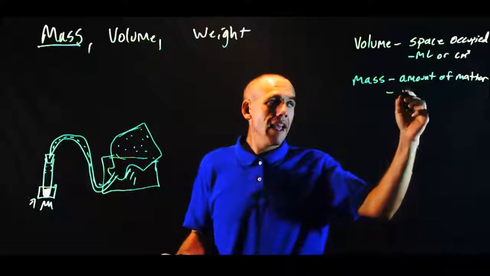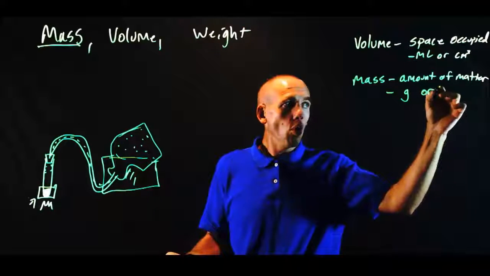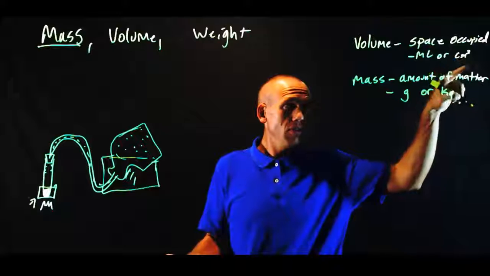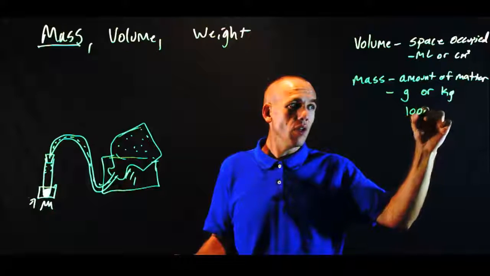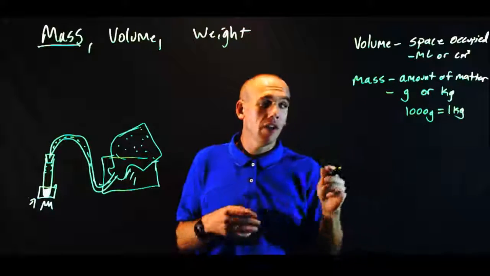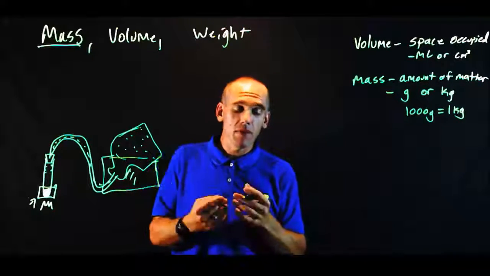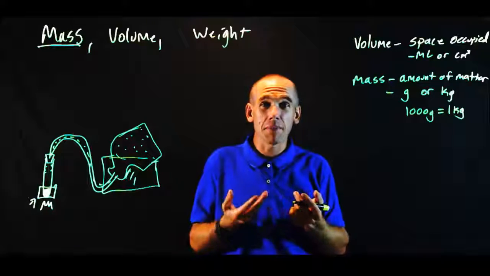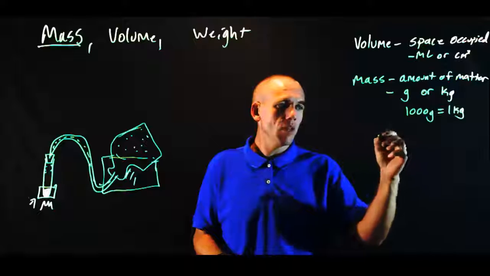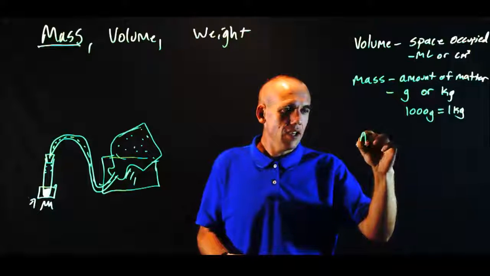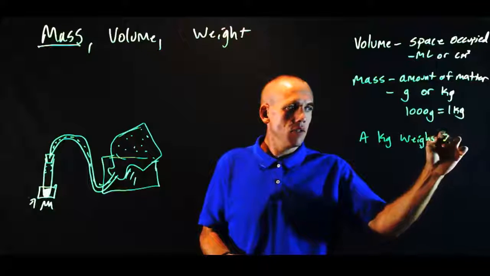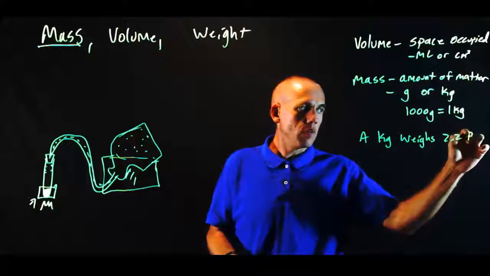Now, mass has units of grams or kilograms. Be careful with that because we know a milliliter and a cubic centimeter are the same, but it turns out there are 1,000 grams in 1 kilogram. Now, a gram is a very small amount of matter. If you've ever picked up a small paperclip, you've held about a gram of mass in your hand. A kilogram is considerably more than that. So a kilogram weighs 2.2 pounds.